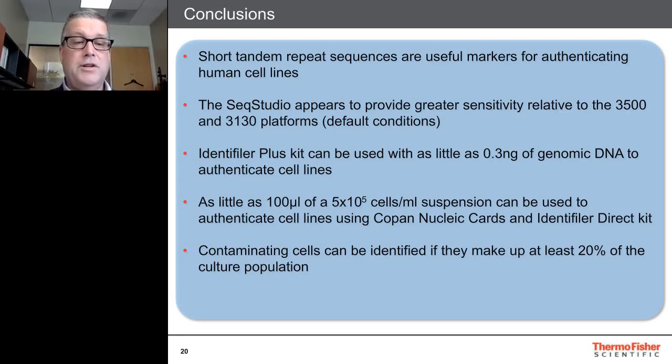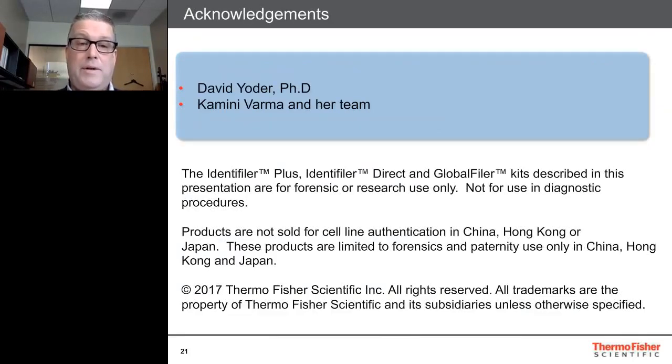And finally, I've shown you that contaminating cells can be identified if they make up at least 20% of the cell culture population. But unique alleles can be identified from contaminating cells in as little as 1 to 5% if you're just looking at single unique alleles in that mixed population. You might not generate a complete profile, but you can detect contaminating alleles in some cases in as little as 1% of the population.